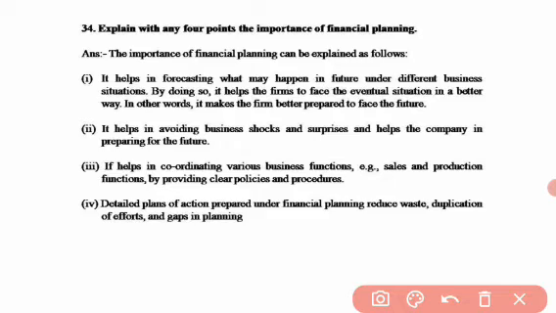So financial planning is more helpful to the business organization to face the problems for the future, and it helps to solve the problems in a particular situation in a better way. So this is one of the importance. And next, financial planning helps in avoiding business shocks and surprises, and it helps the company in preparing for the future. And next, financial planning helps in coordinating various business functions, for example, sales and production functions, by providing clear policies and procedures. So if the financial planning is good, then it is helpful to the business functions.